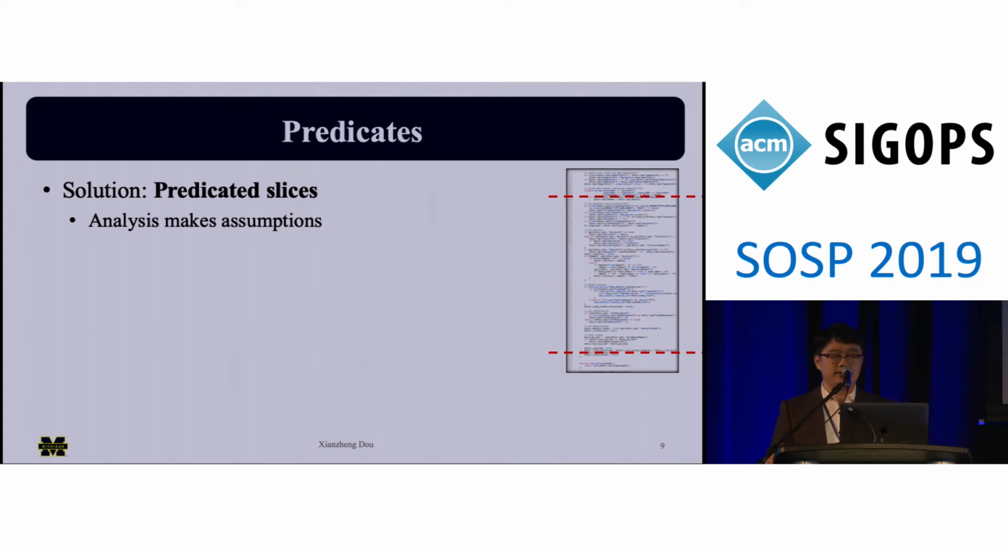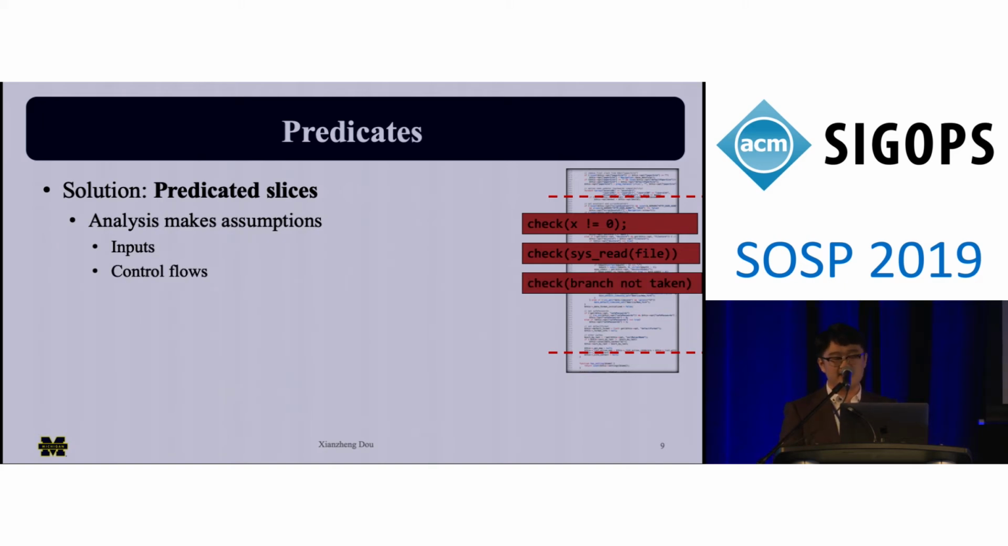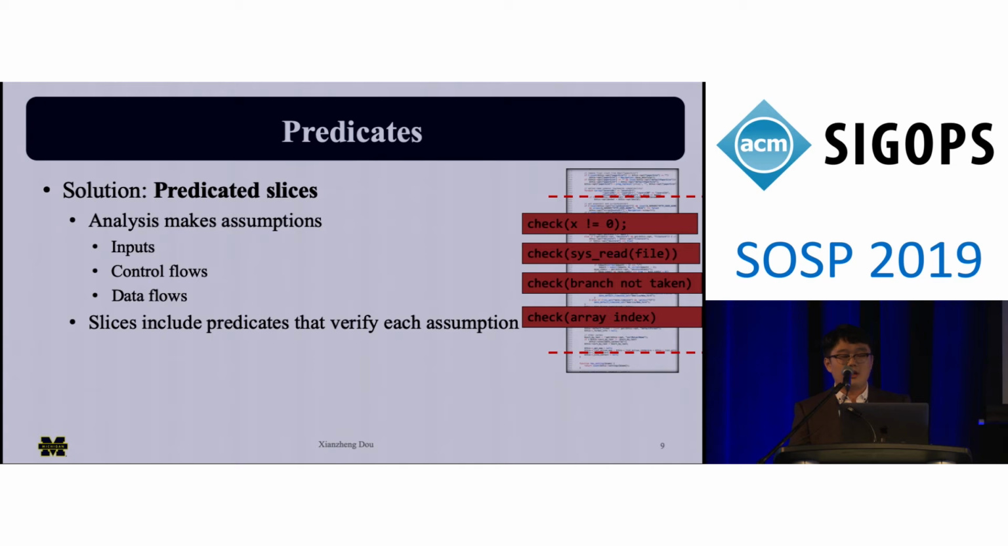So instead of considering all possible input, we actually make assumptions. We use profiling to tell us what input or control flow or data flow could change. For example, we can check that the memory input and system call input still have the same value, or the control flow still takes the same branch, or data flow still reads or writes to the same memory location. So our slice will embed all those assumptions, which we call predicates, inside of it. And it will verify those assumptions as it executes.